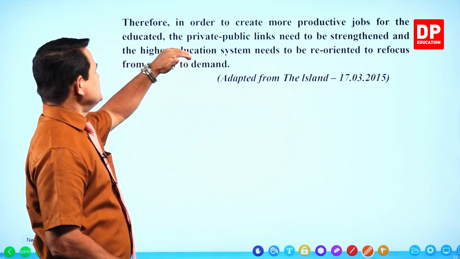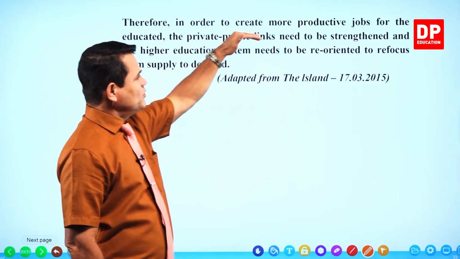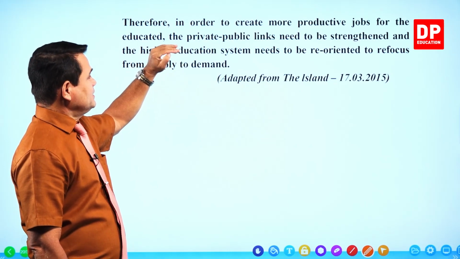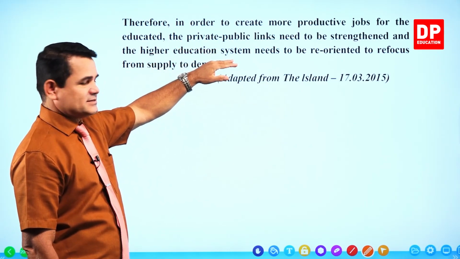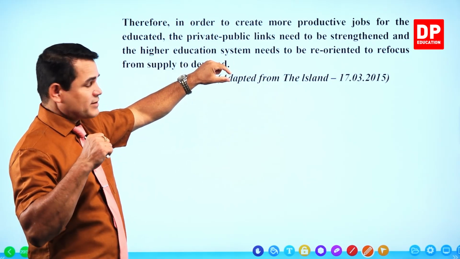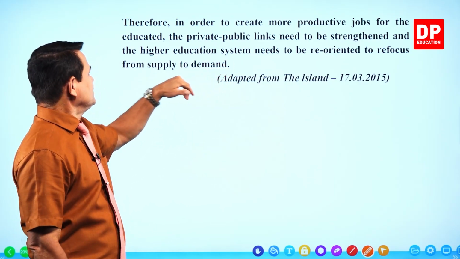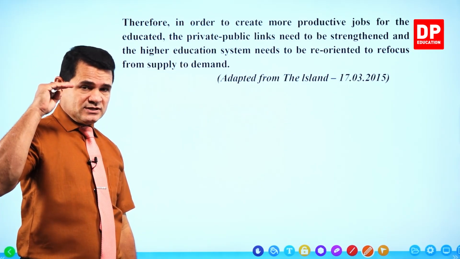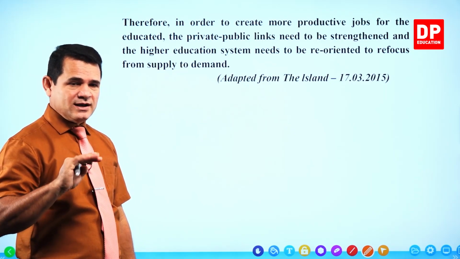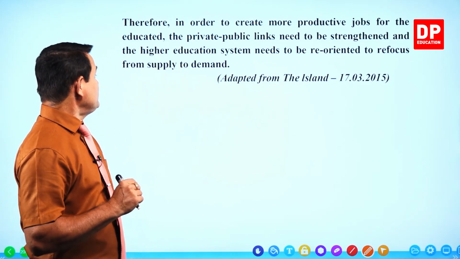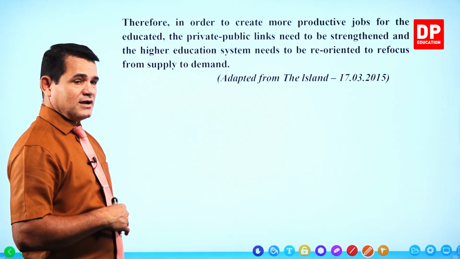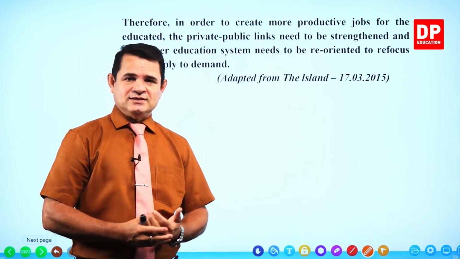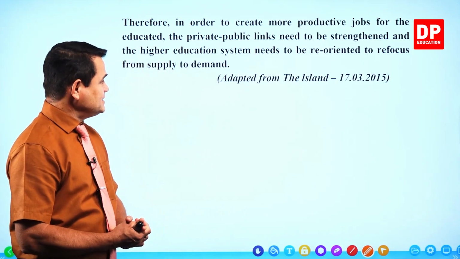So that's why it says, therefore, in order to create more productive jobs for the educated, the private-public links need to be strengthened. And higher education system needs to be reoriented. Higher education, reorient කරන්න ඕනේ. නැවත සකස් කරන්න to refocus from supply to demand. So supply to demand. Demand එකට ගැලපෙන supply එක දෙන්න ඕනේ. ගැලපෙන අය හදලා. So that's a good article anyway.